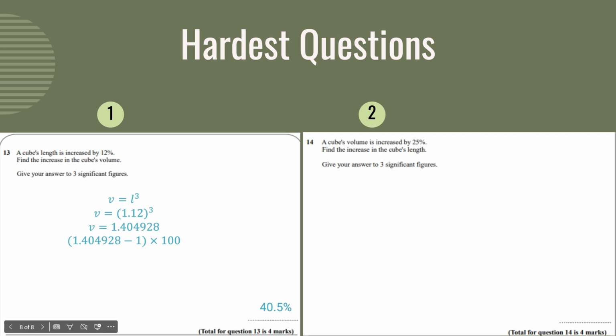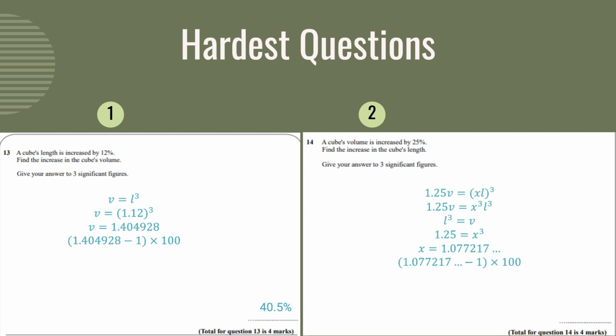Now, with our second question, the cube's volume is increased by 25%. Find the increase in the cube's length and give your answer to 3 significant figures. Now, 1.25V, having increased by 25%, is going to equal X times our length, all cubed. Because X is our increase, and obviously length is our length. This would mean 1.25V will equal X cubed times L cubed. This is the biggest mistake people make because they don't cube the X and the L independently.